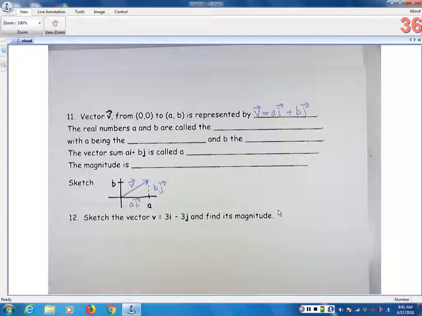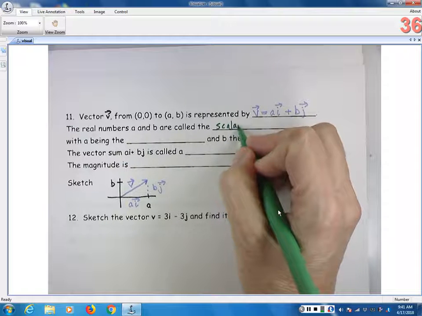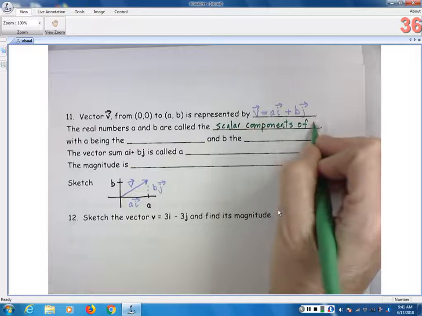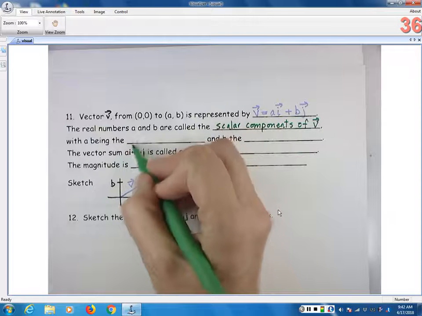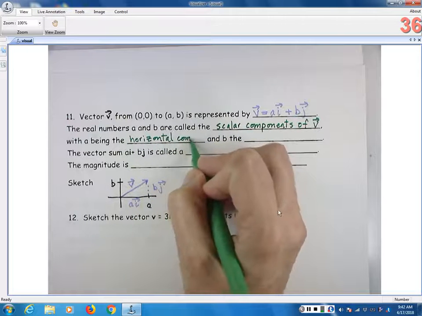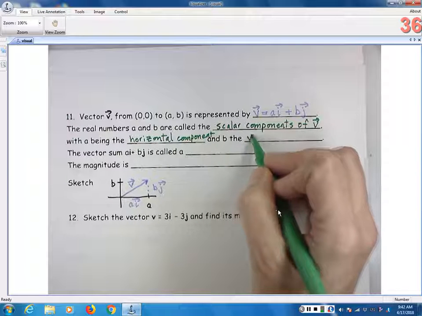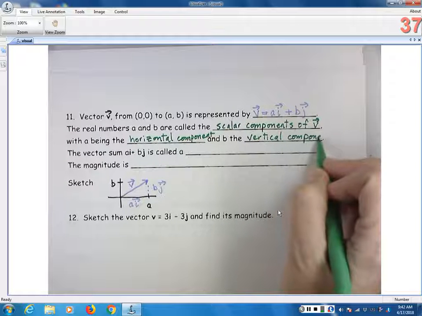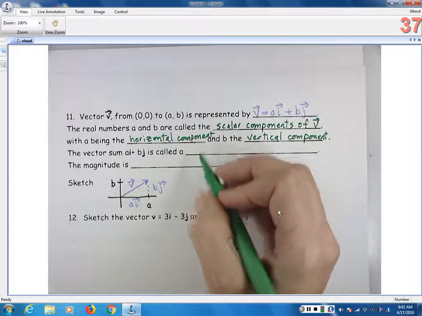The real numbers a and b are called the scalar components of vector v, with a being the horizontal component and b the vertical component. The sum Ai plus Bj is called a linear combination.